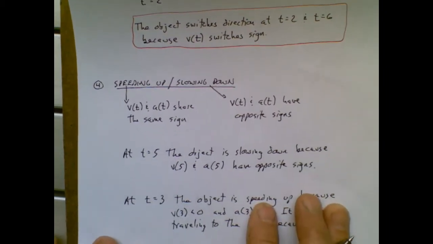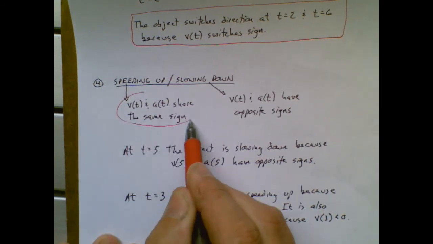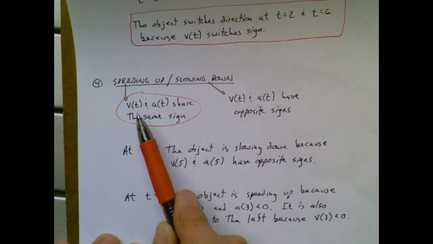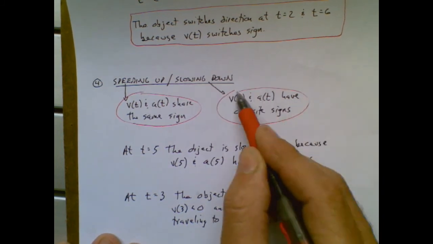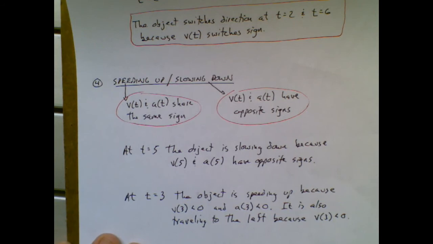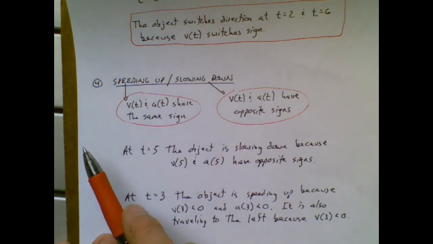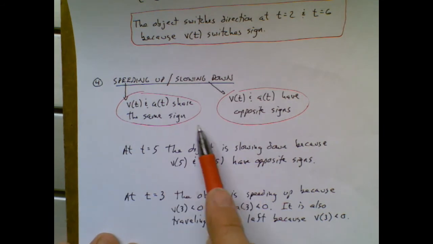So here's what you're going to need to memorize. A particle is speeding up if the velocity and the acceleration share the same sign. And a particle is slowing down if velocity and acceleration have opposite signs. Now I know in physics there's another way to justify that, and it's totally a solid justification. Unfortunately, on the AP Calculus test, they're going to require that you use this for your justifying.